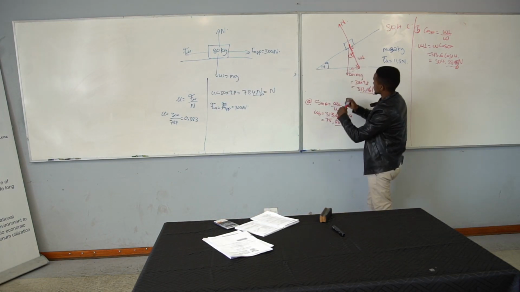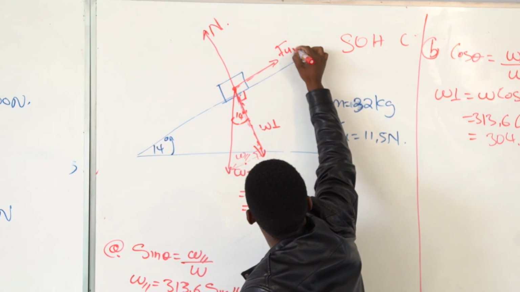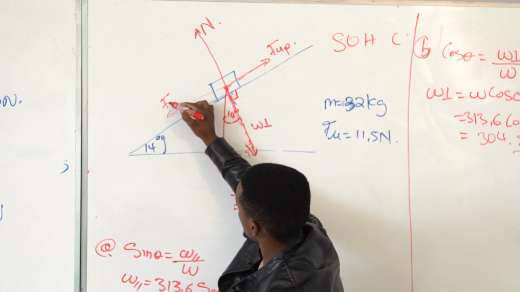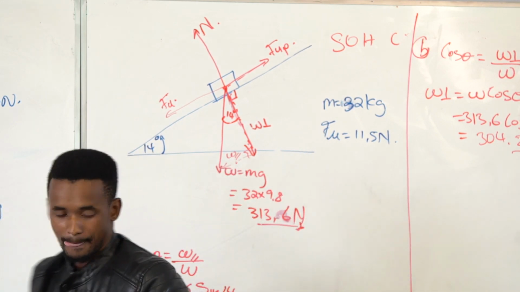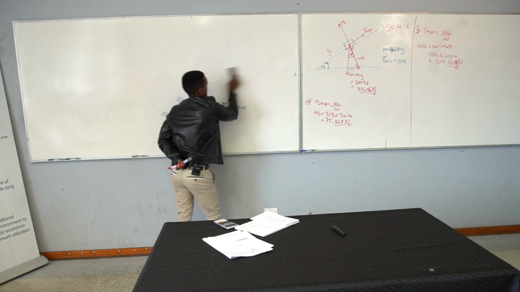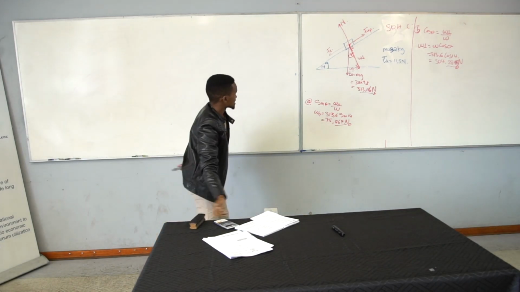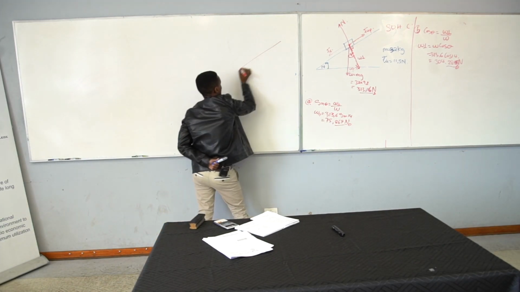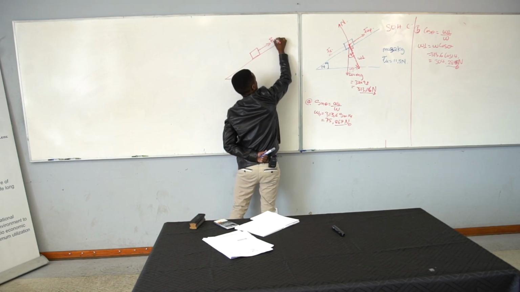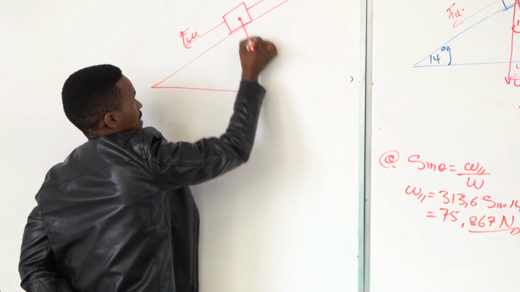If we're going to be pulling the block up the incline like this, this is our F up. It means now we're going to have our frictional force in that direction. This will be our frictional force. Now, what I do now, I simplify the diagram, or I draw something that I can see. If I draw the same incline with the box there, I have my F up here, the frictional force in the opposite direction.